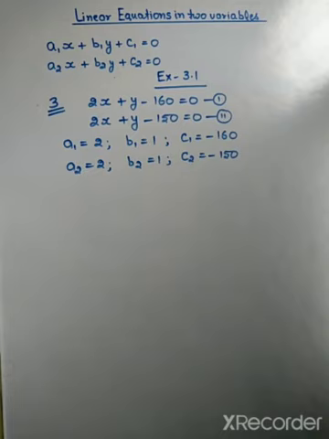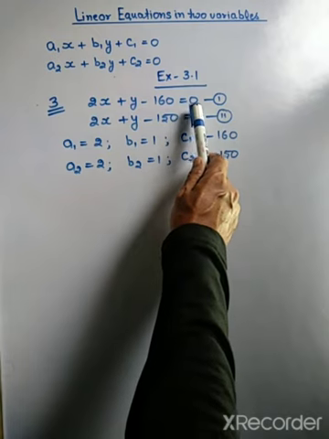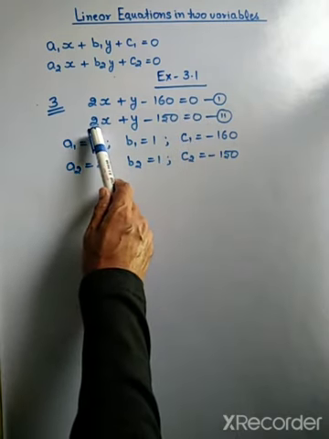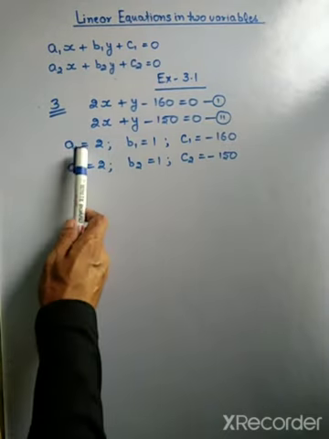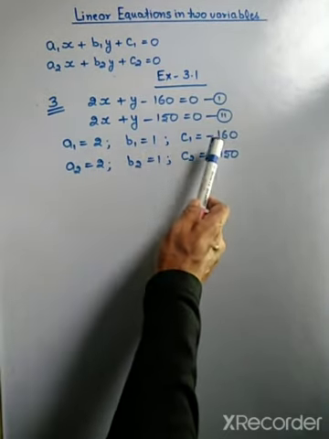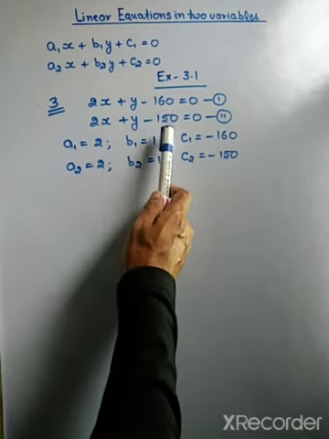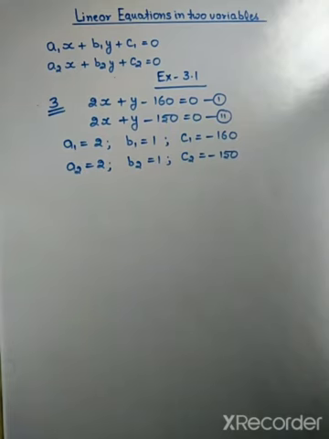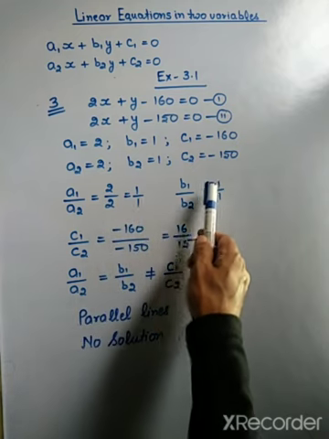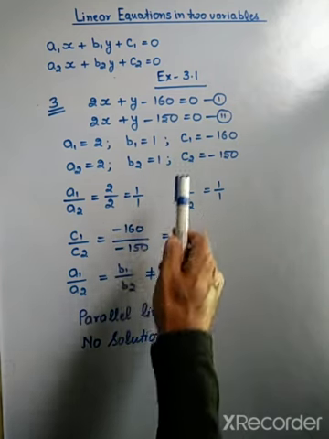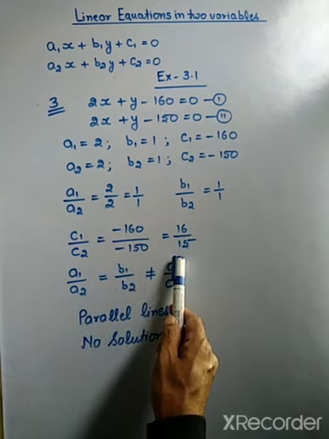In the third question of exercise 3.1, we were getting the equations 2x plus y minus 160 equals 0. The second equation was 2x plus y minus 150 equals 0. Now a1 is 2, b1 is 1, c1 is minus 160. a2 is 2, b2 is 1 and c2 is minus 150. a1 upon a2 is 2 upon 2, which is 1 upon 1. b1 upon b2 is 1 upon 1. c1 upon c2 is minus 160 upon minus 150, which equals 16 upon 15.